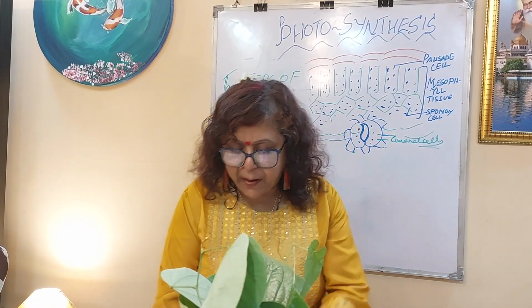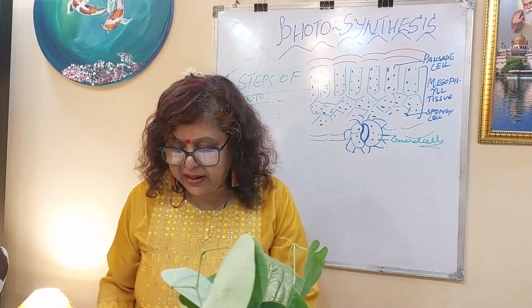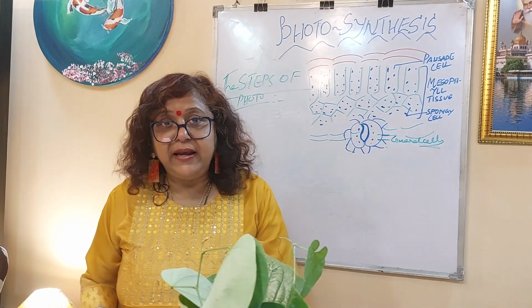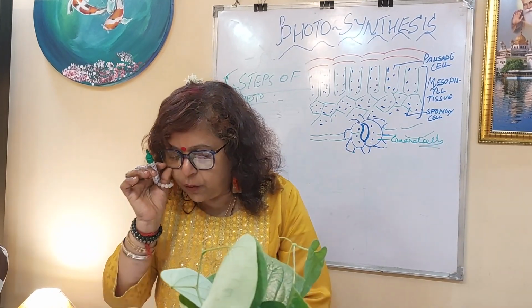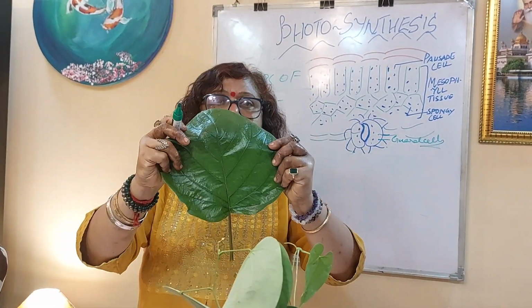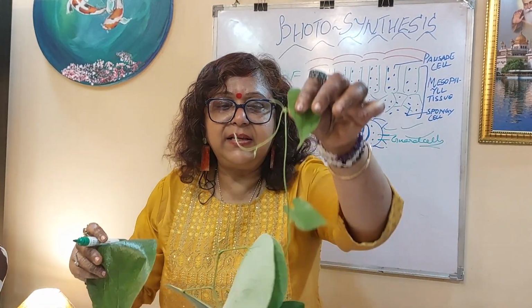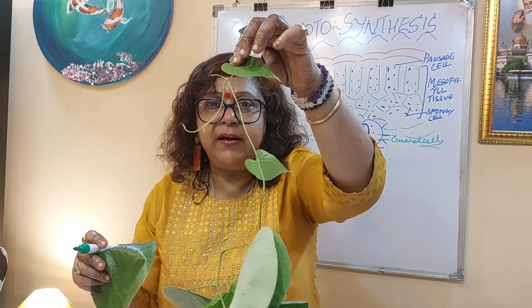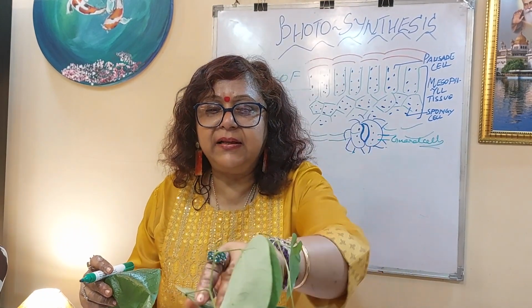Now there is one part in your lesson, page number 73, where it is given how the leaf is adapted to photosynthesis. First thing, if you see here, this is the big leaf. It's a big leaf. Okay, this is a creeper. You see, this is a creeper. I brought a creeper. This is another plant I brought.